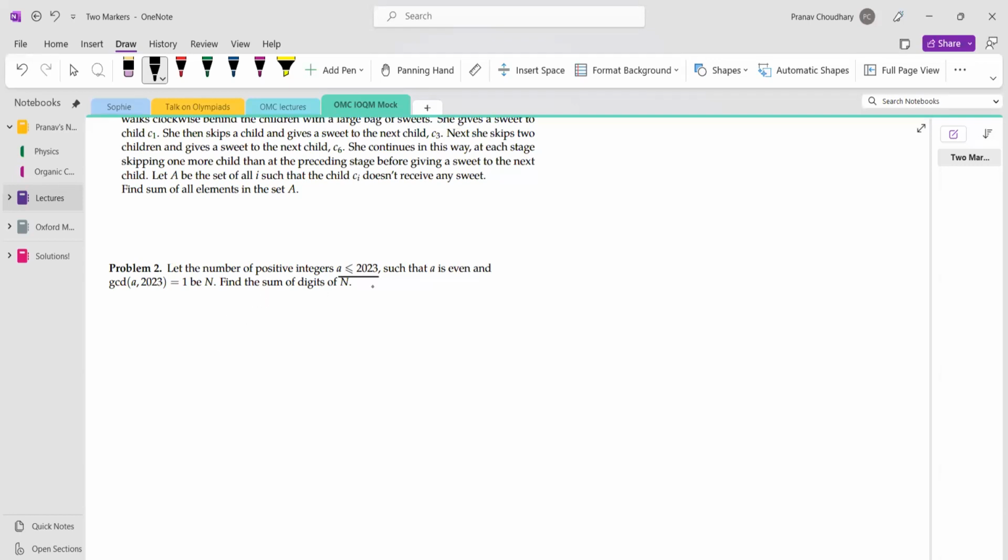So basically, we have to see which integers a are coprime to 2023 and are even. Intuitively, when you see the problem, you would feel that the number of integers coprime to 2023 is phi of 2023, where phi is the Euler totient function. Everyone knows this, it's a famous lemma.